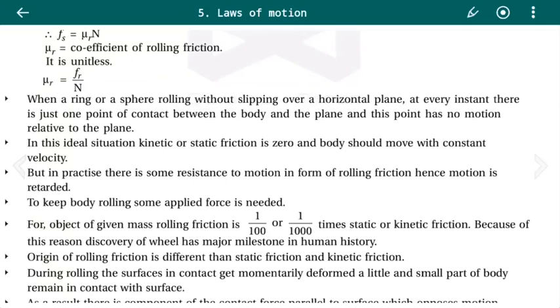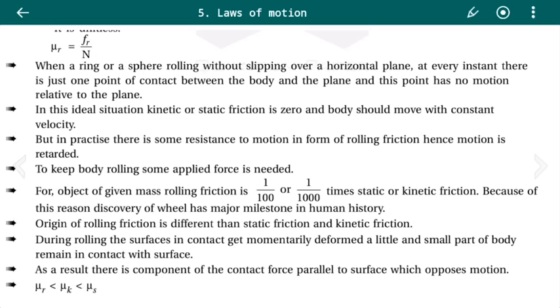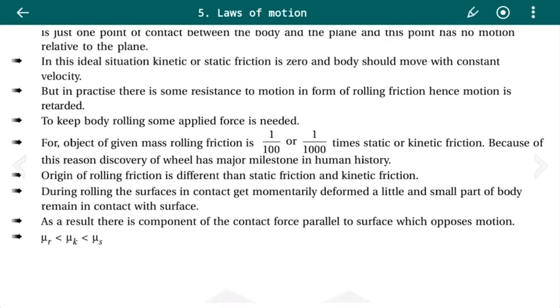But that is not true. This is just the ideal situation. In practice, there is some resistance to motion in the form of rolling friction, hence the motion is retarded. That means if the external force is resisted, then we can say that the motion is retarded. To keep the body rolling, some applied force is needed. That means unless an external force is applied, the body does not keep on rolling. So if we want the body to roll continuously, then a force should be applied.